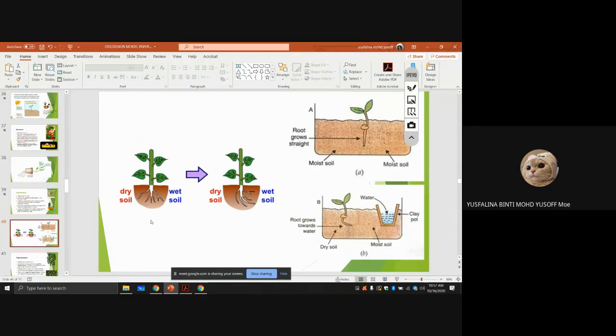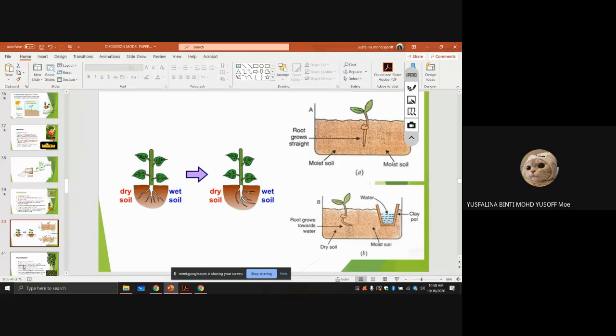This is dry soil and wet soil. After a few days, you can see the root moves to the wet soil. It means it's hydrotropism. They didn't go downward like this because they are more attracted to the water here. This is the experiment to show that the root is more attracted to the water than to gravity.